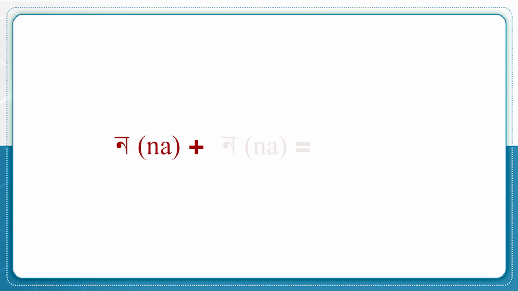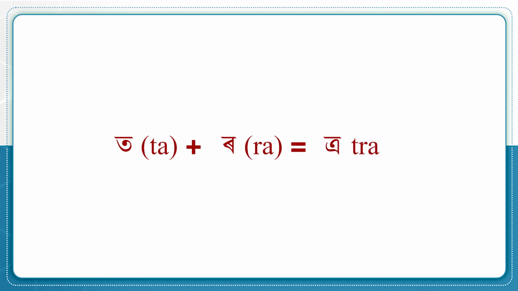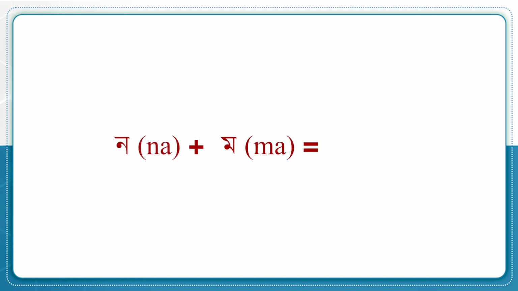Mastery of clusters is important for correct reading and writing in Assamese. Let's see a few of the other clusters. I will show you each step on the screen. Dantya na and dantya na, nna. Dantya ta and ra, tra. Dantya na and ma, nma. Dantya da and ra, dra. Say aloud and take a pause for repetition.